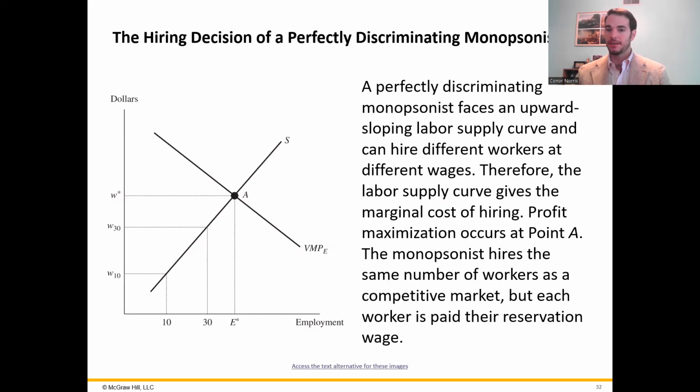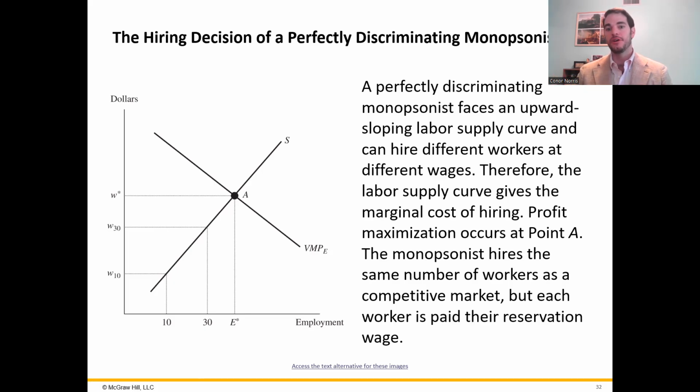This works like a competitive market. However, the W star, this wage here in equilibrium, is not paid to all workers. It's only paid to the last worker. So whatever this E star employment is, let's call it 40 in this example, that 40th worker will get what was the equilibrium wage in a competitive market. But in this case, the 39th worker is a little bit lower. The 30th is down here. The 10th worker is way down there.